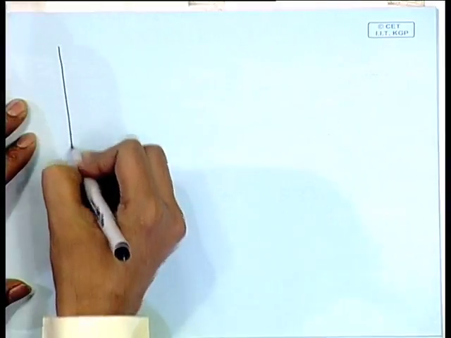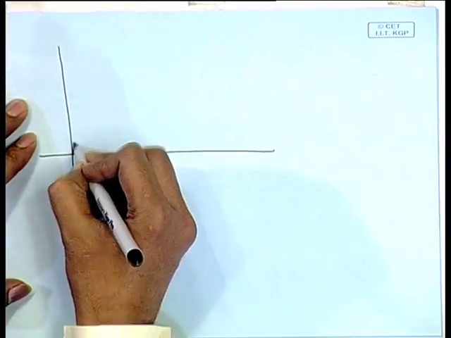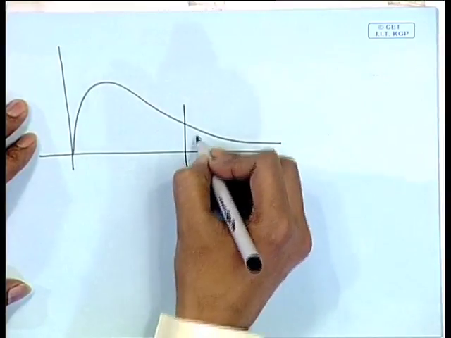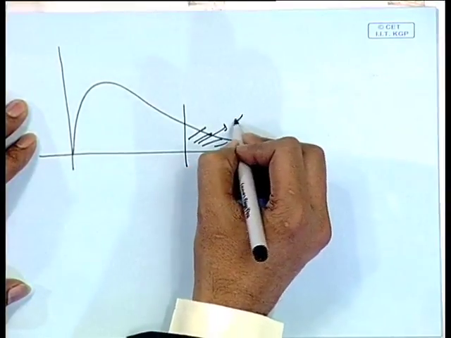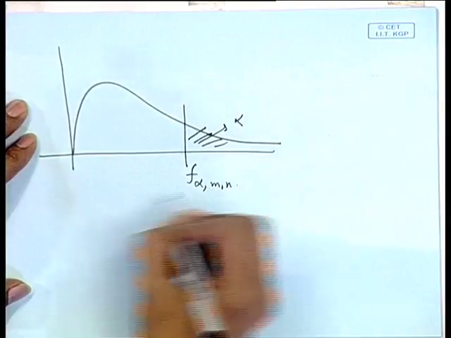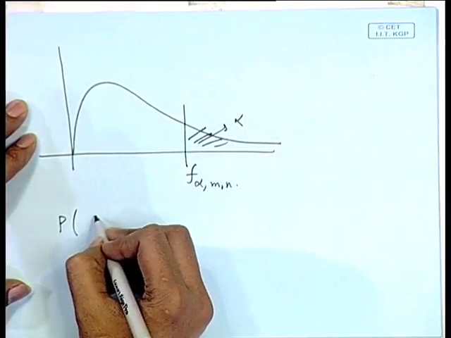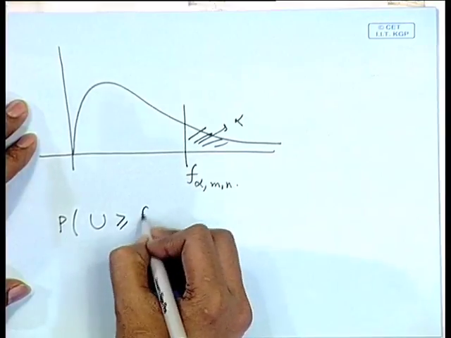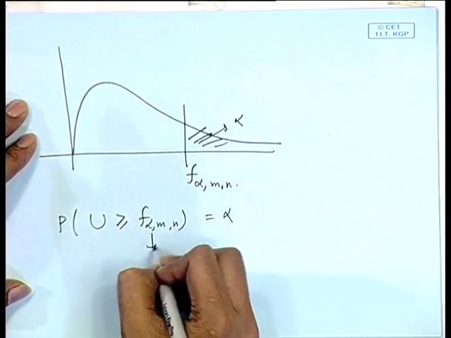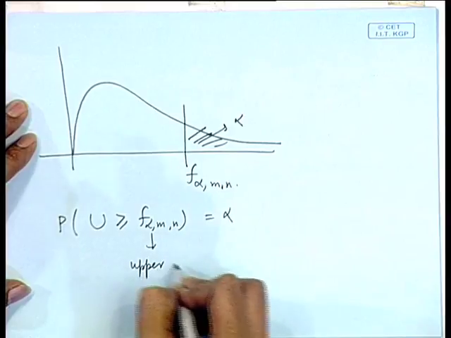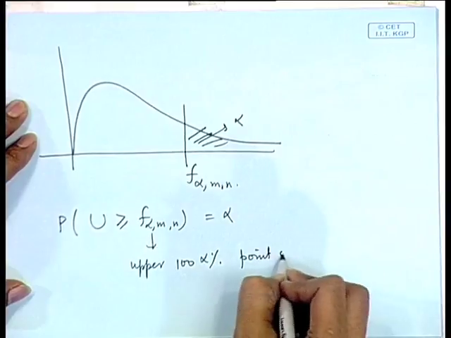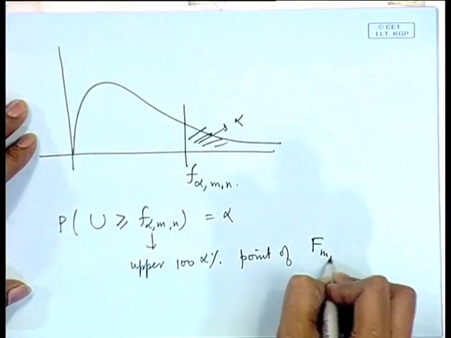So, we concentrate on the points here. If I have this probability equal to alpha, then this point is termed as f alpha m n. That is, the probability of u greater than or equal to f alpha m n is equal to alpha. That is, this is the upper 100 alpha percent point of the f m n distribution.